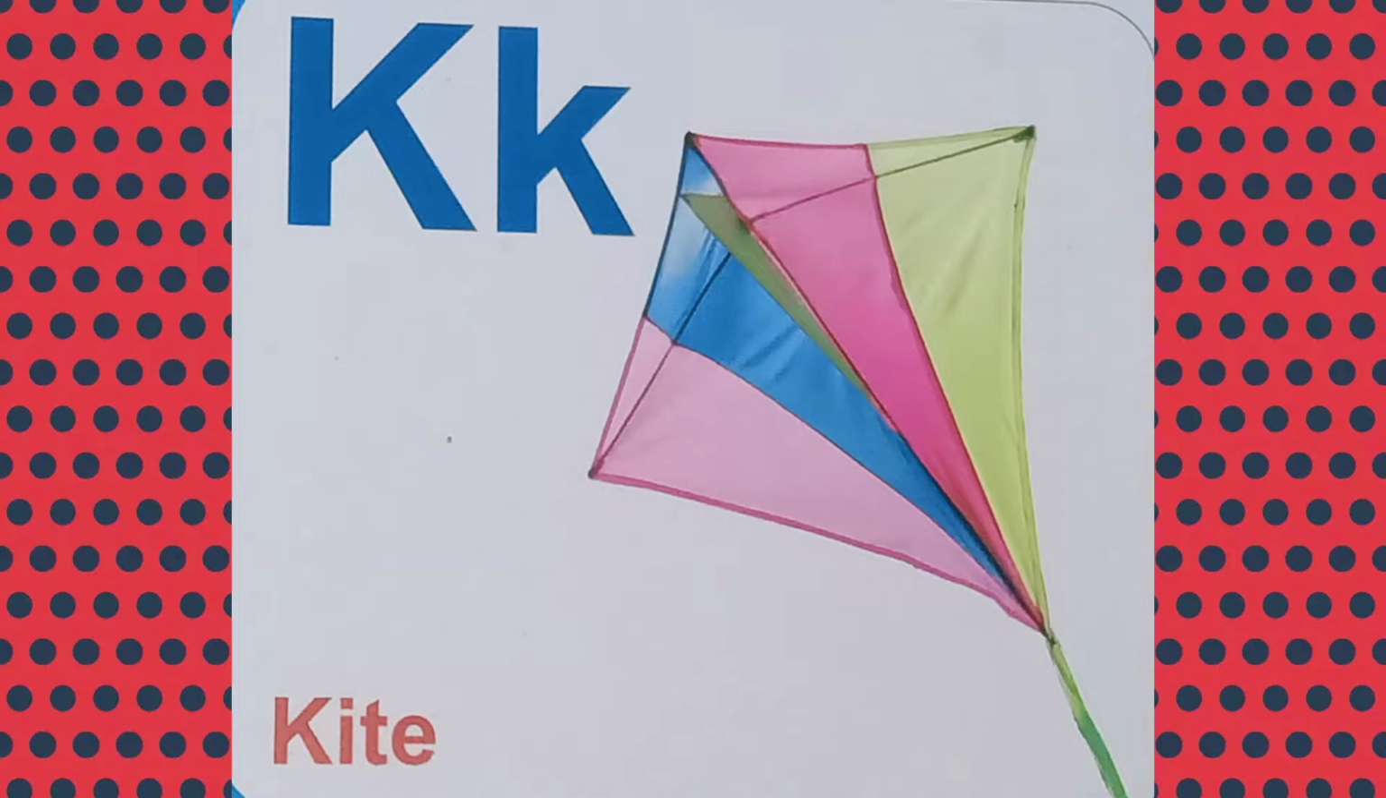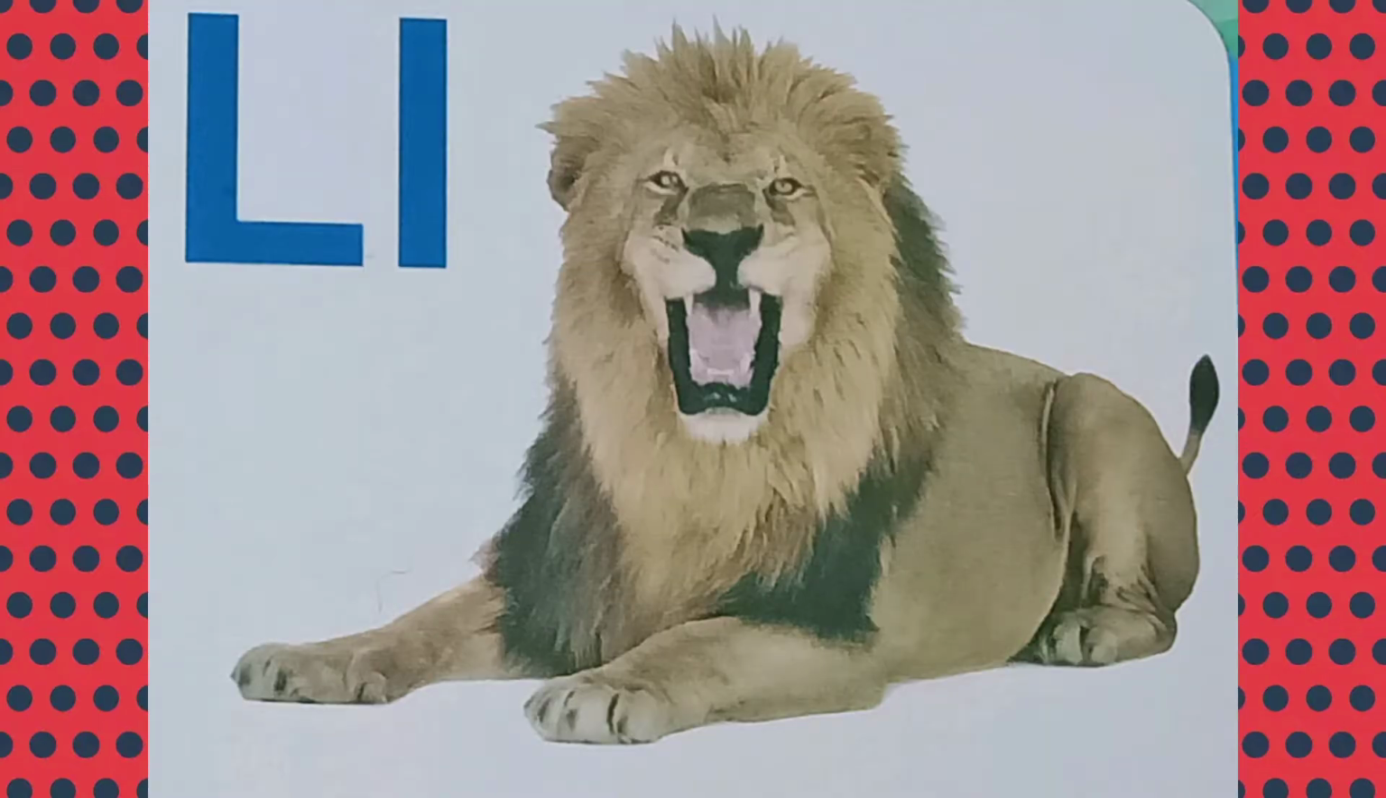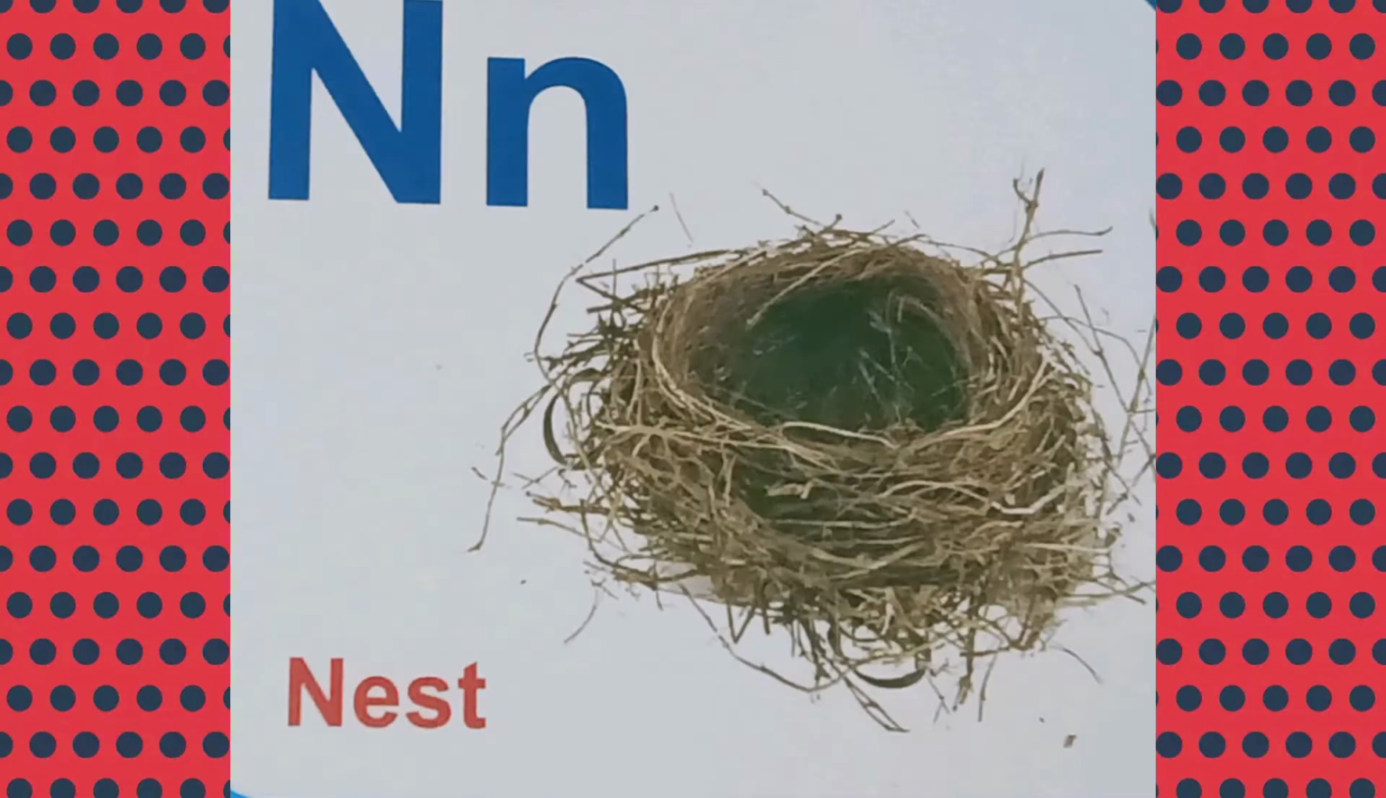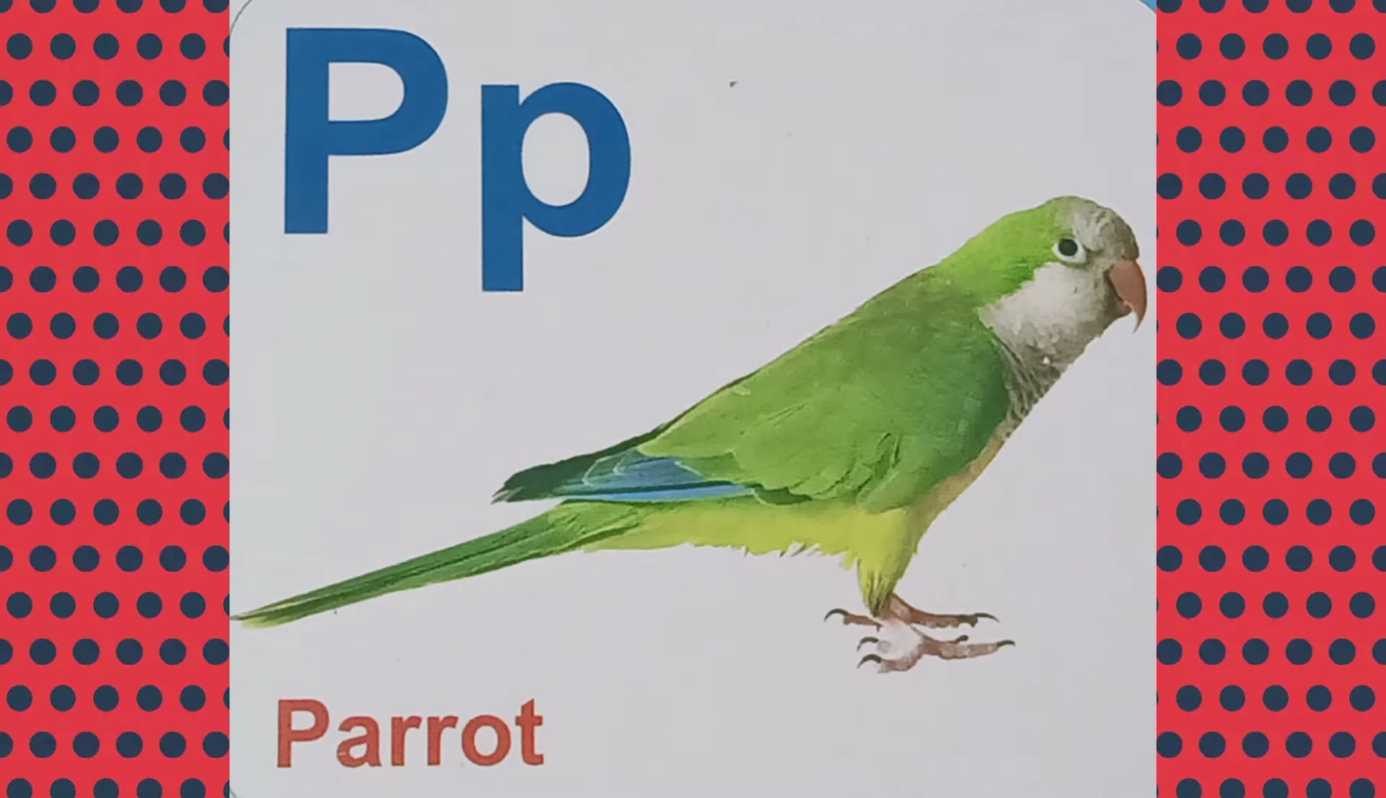L is for lion. M is for monkey. N is for nest. O is for octopus. P is for parrot.